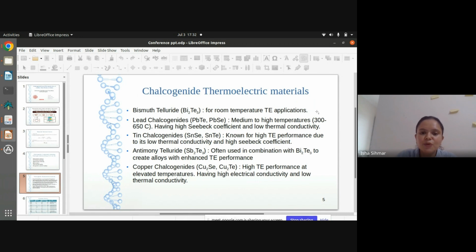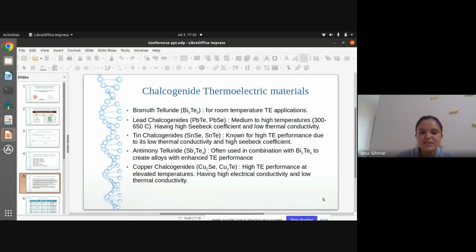Next, here are some of the chalcogenide-based thermoelectric materials. First is bismuth telluride, Bi2Te3. It is the most commonly used thermoelectric material near room temperature. It has high ZT and is used in devices like Peltier coolers and thermoelectric generators.